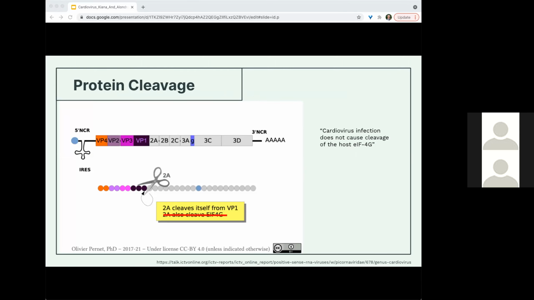2A, a protein within the genome, will initiate the cleavage. We have seen in other Picornaviridae viruses, such as polio, that 2A also cleaves eIF4G, which results in only viral mRNA being translated. When this occurs, the host mRNA is no longer translated. However, 2A does not do this in cardiovirus translation.